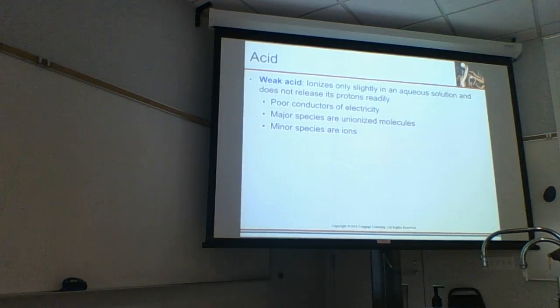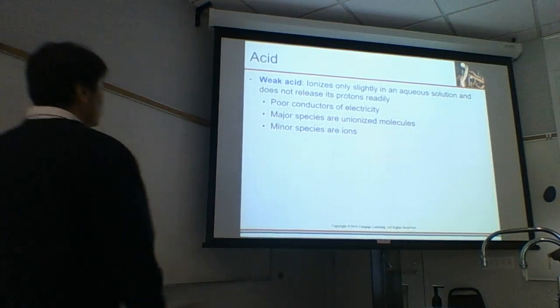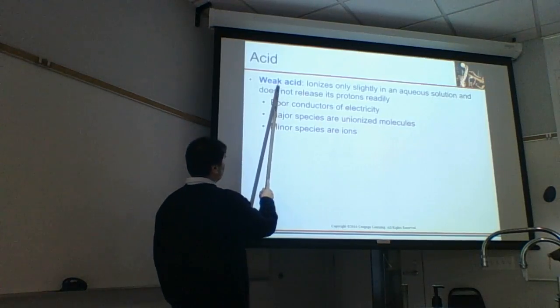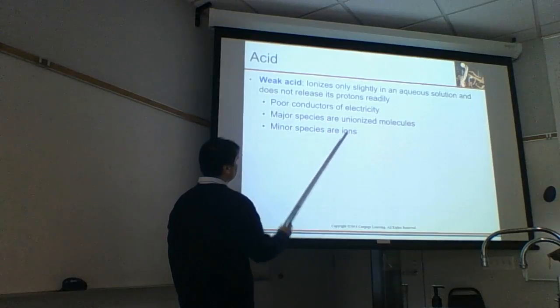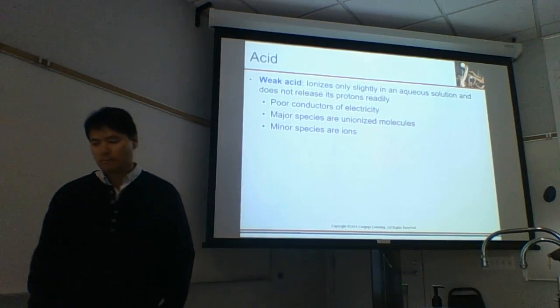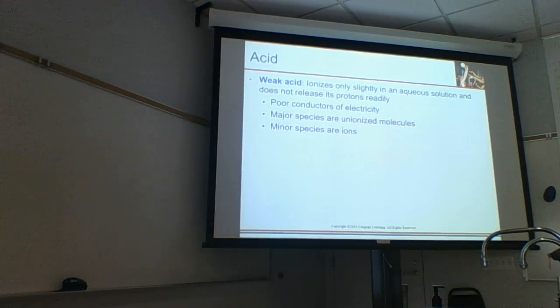Weak acids partially ionize or partially hydrolyze. So the major species are different. The major species for weak acids are the unionized molecules, and the minor species are the ionized molecules.